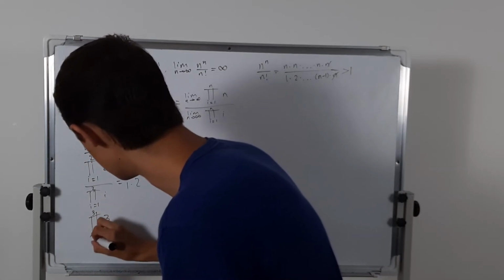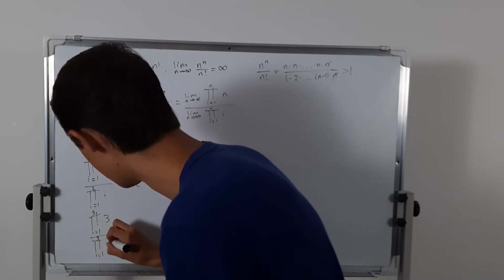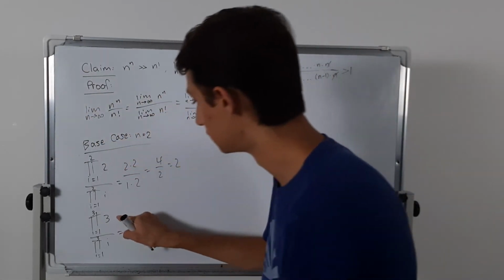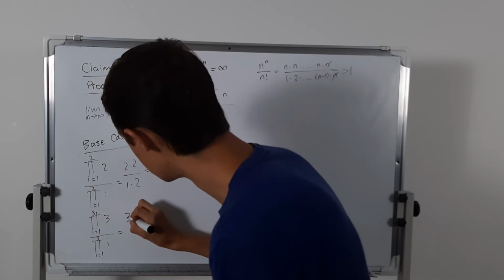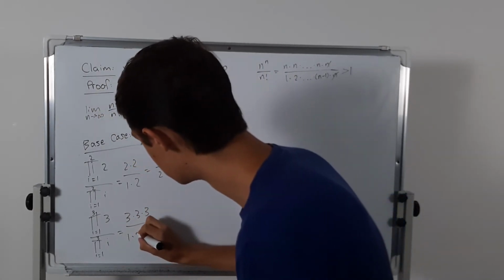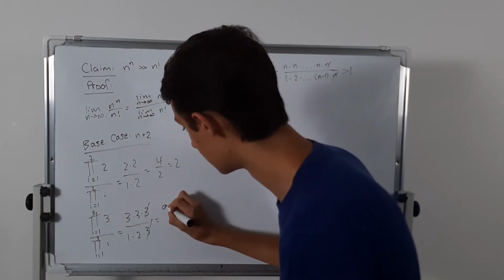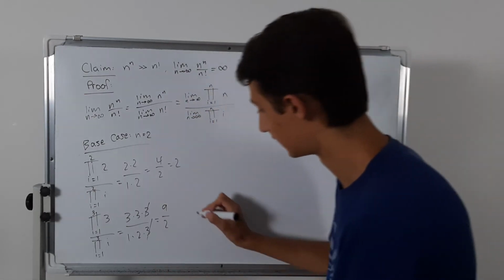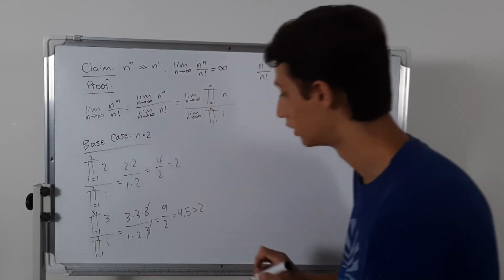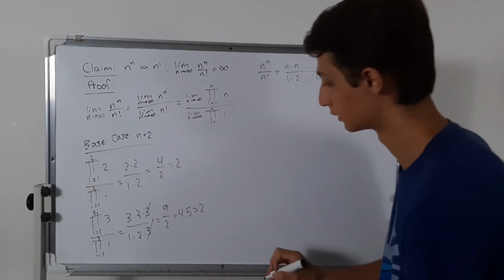That's cool. Now all we need is the product for i equals 1 to 3 of 3 over the product i equals 1 to 3 of i, and we need to show that this is bigger than that. This is 3 cubed, 27, divided by 1 times 2 times 3. We can cancel and get 3 times 3, which is 9 over 2, or 4.5, which is bigger than 2. So that's the base case done.